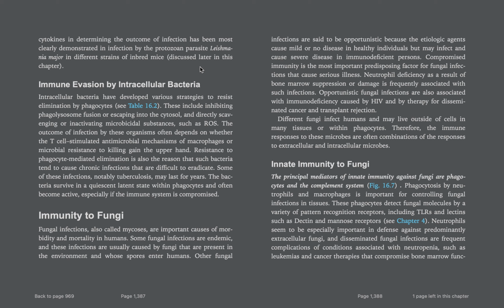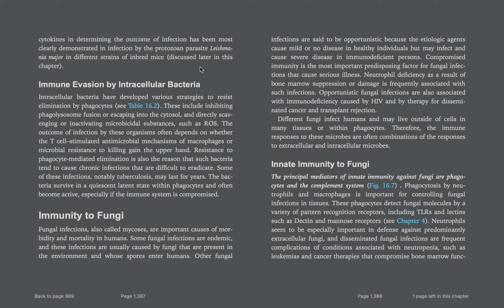Compromised immunity is the most important predisposing factor for fungal infections that cause serious illness. Neutrophil deficiency as a result of bone marrow suppression or damage is frequently associated with such infection. Opportunistic fungal infections are also associated with immunodeficiency caused by HIV and therapy for disseminated cancer and transplant rejection. Different fungi infect humans and may live outside the cell in many tissues or within phagocytes. Therefore, the immune response to these microbes is often a combination of responses to extracellular and intracellular microbes.